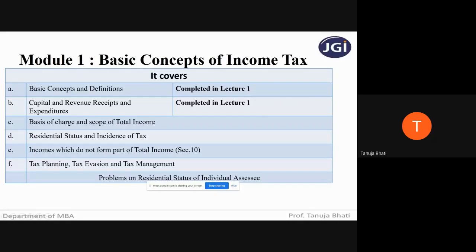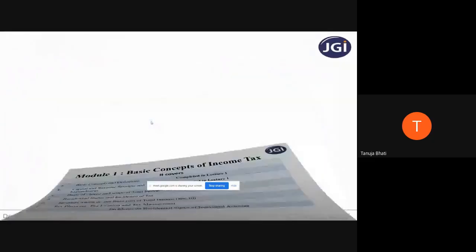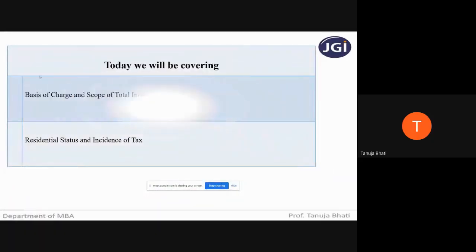Today we will be seeing what is the basis of charge and scope of total income, and what is the meaning of residential status and incidence of tax. So today's lecture will be covering these two aspects. So moving ahead, basis of charge and scope of total income.